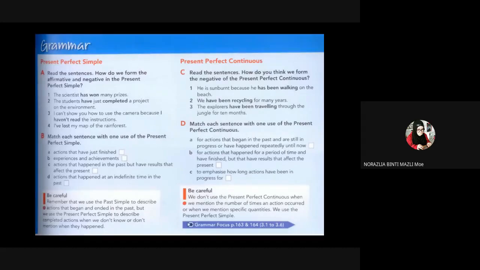Be careful, we don't use the present perfect continuous when we mention the number of times an action occurred, or when we mention specific quantities, we use the present perfect simple. Notes dia apa? Dia kata bila kita mention number of times an action occurred, berapa kali benda tu berlaku, or when we mention specific quantities, kita akan pakai present perfect simple.